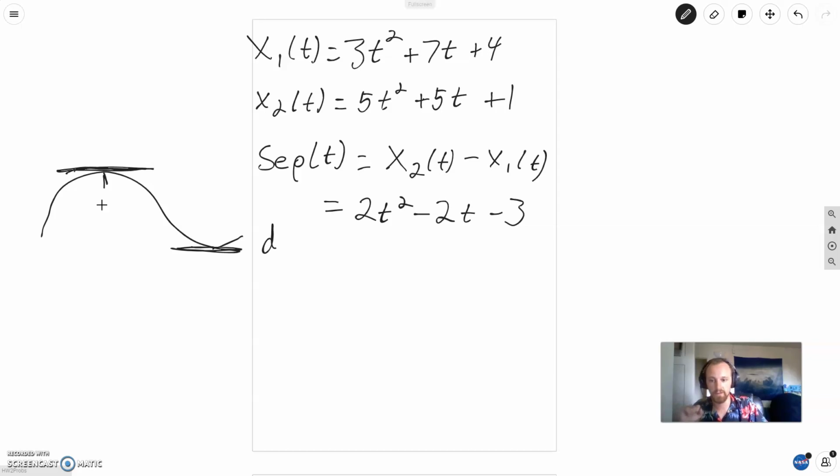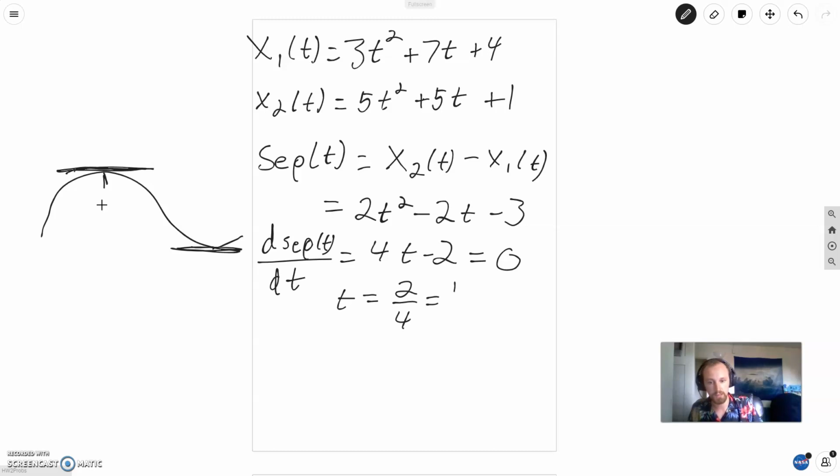Okay, so now I take the derivative of separation as a function of time, and I will get 4t minus 2. So now I can solve for when this equals 0. When does the slope equal 0? We're solving for that time. So time will equal 2 over 4, which equals 1/2. This is the time of their separation. But we don't actually know if it's a minimum or a maximum separation.